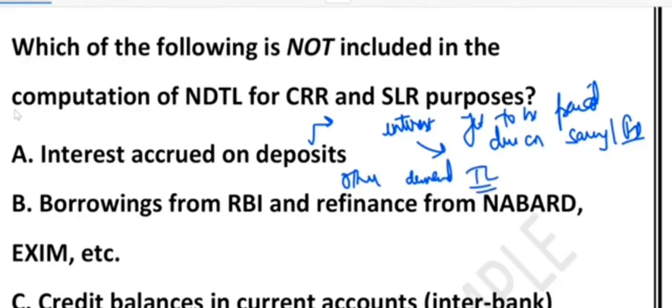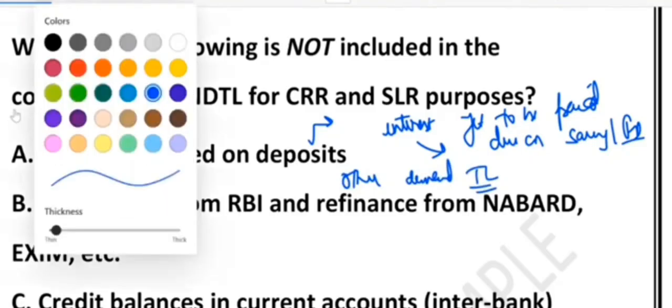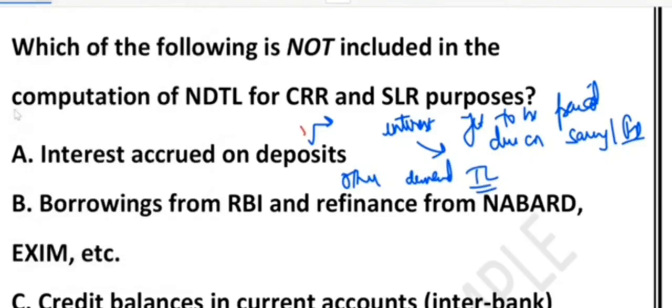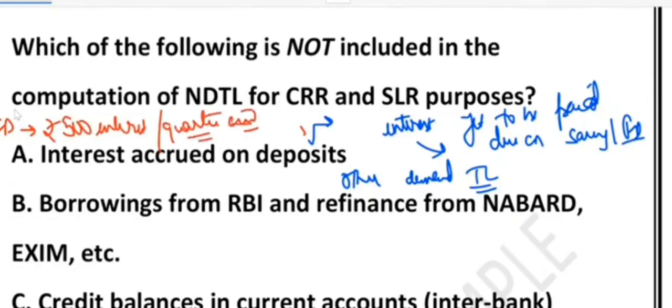Right. Please remember. Let me give you one example to make it more clear. For example, suppose by quarter end your FD earns rupees 500 interest. Right. So the bank has to pay you. So it is recorded as a kind of liability. Fine. Now let's look at option number B.